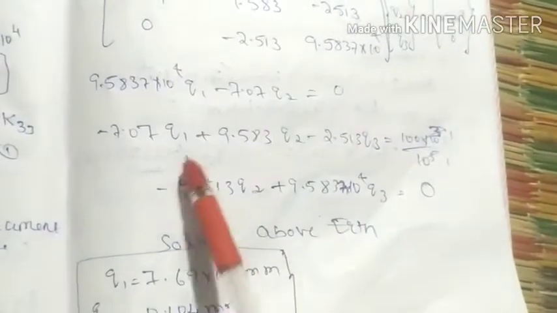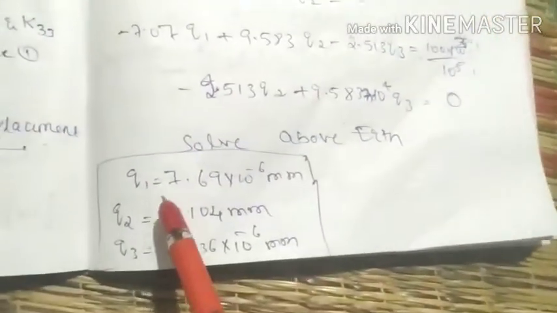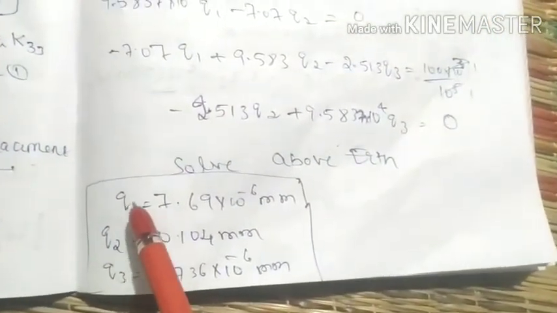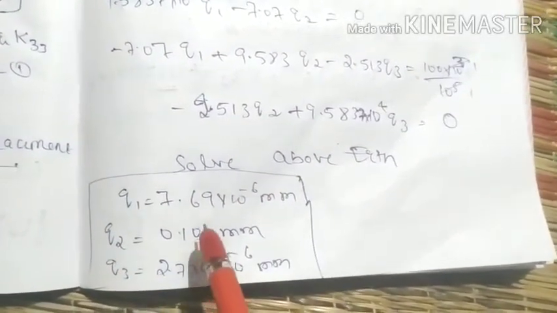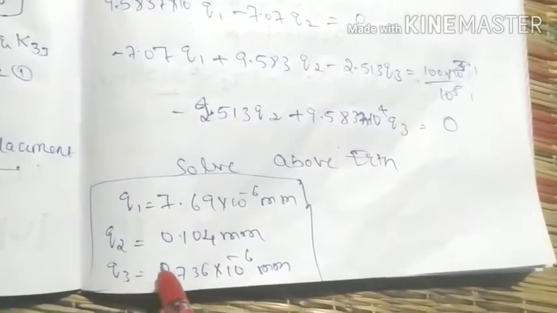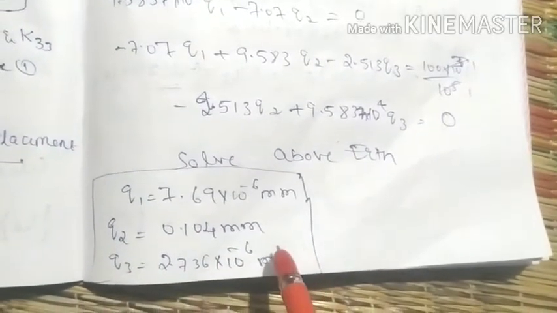Now you solve this equation directly in a calculator. So you can get q1 as 7.69 into 10 raised to minus 6 mm, q2 is 0.104 mm and q3 is 2.73 into 10 raised to minus 6 mm.